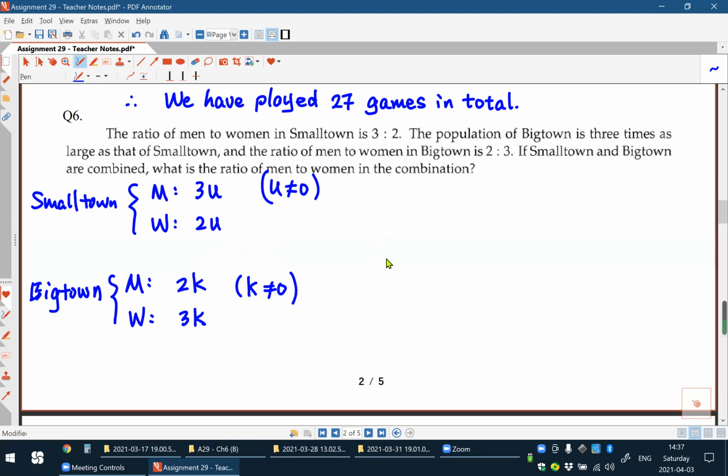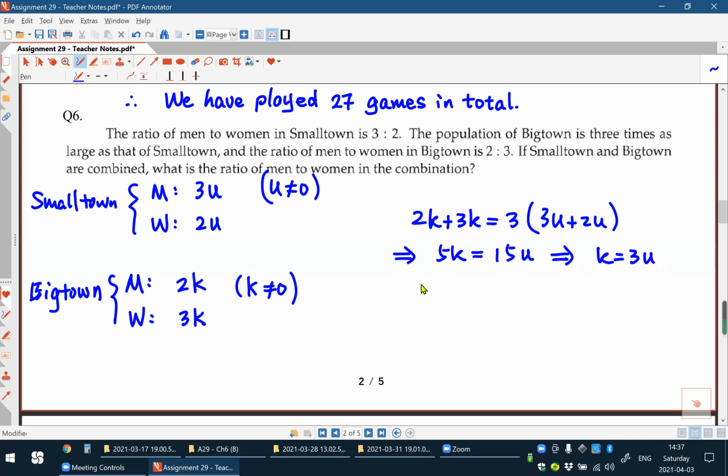So what else do we know here? We also know that the population of big town, which is 2K plus 3K, is 3 times as large as that of small town. So 3 times of 3u plus 2u, right? So that means 5K equals 15u. So that means K is 3u.